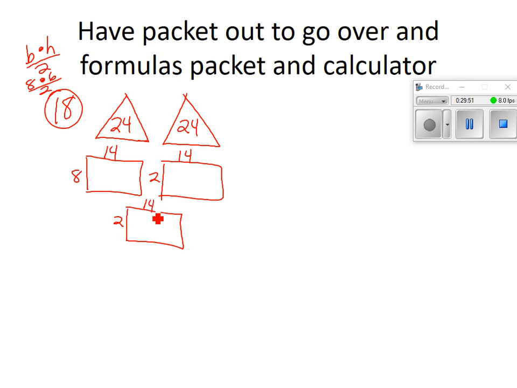What's the area of this rectangle? 112. This one? No. Oh, wait. 28. 28, this one? Okay. Find the surface area, what are we gonna do? Add them all up. 216? Yep. Anybody else get that? What's our units? Feet squared.